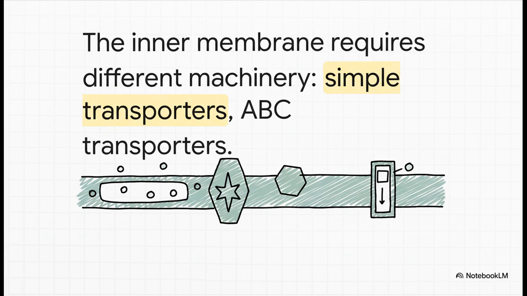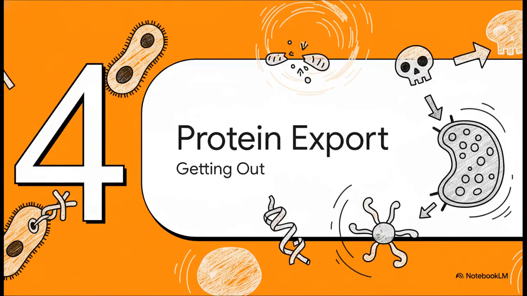Now, for the rest of our time, we're actually going to pivot and focus on protein export. But it's really important to keep in mind that this whole second stage of import is happening as well. Okay, let's completely flip the script now and look at the opposite problem. How do you get big, complex proteins out of the cell?